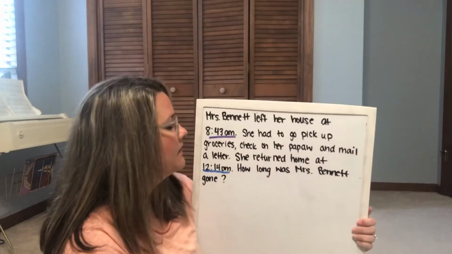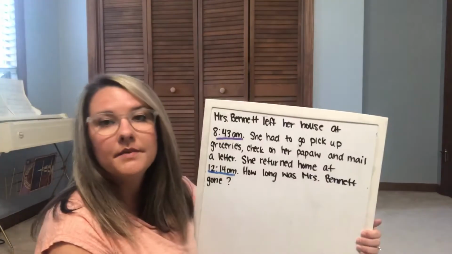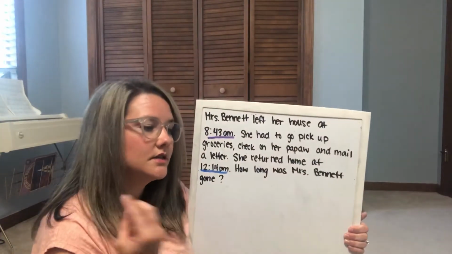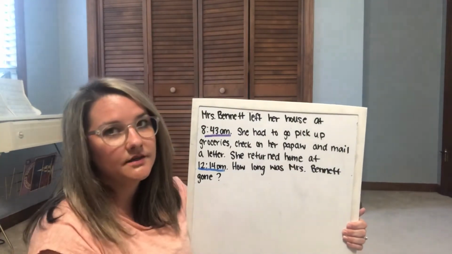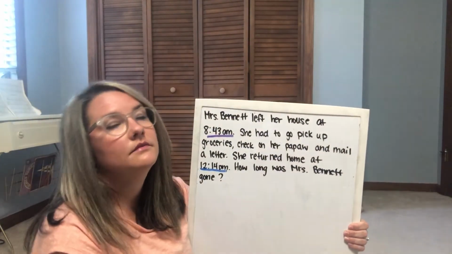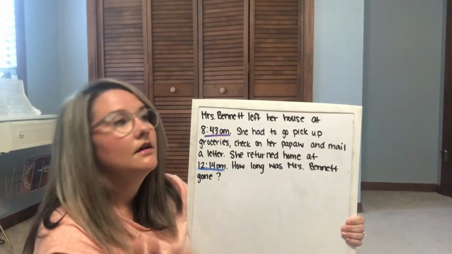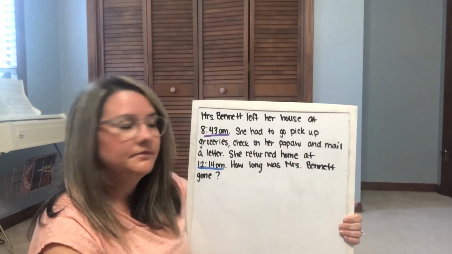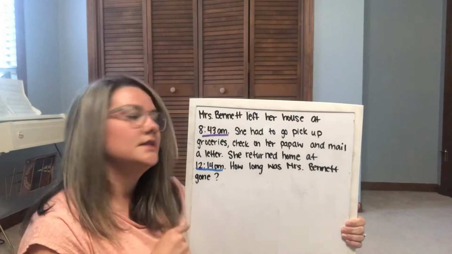Okay. So in thinking about an elapsed time problem, you are either given a start time and an end time, and you're trying to find the elapsed time. Or you're given a start time and elapsed time, and you're trying to find the end time. Or you're given the elapsed time and end time, and you're trying to find the start time. Okay, so let's see which one this is.